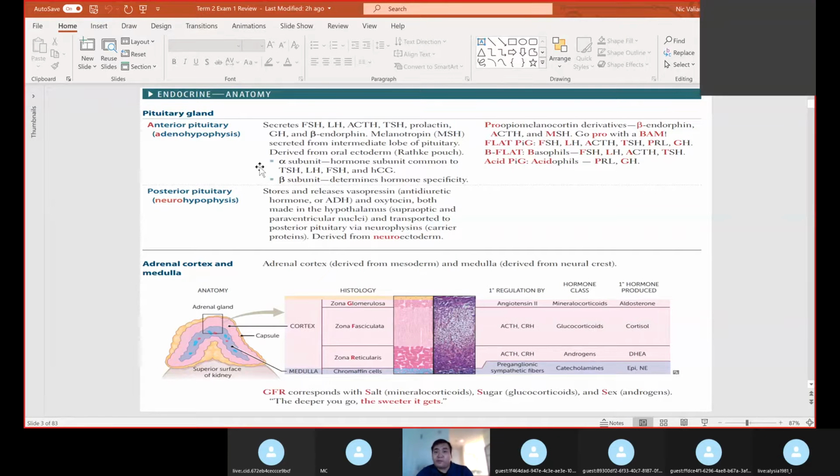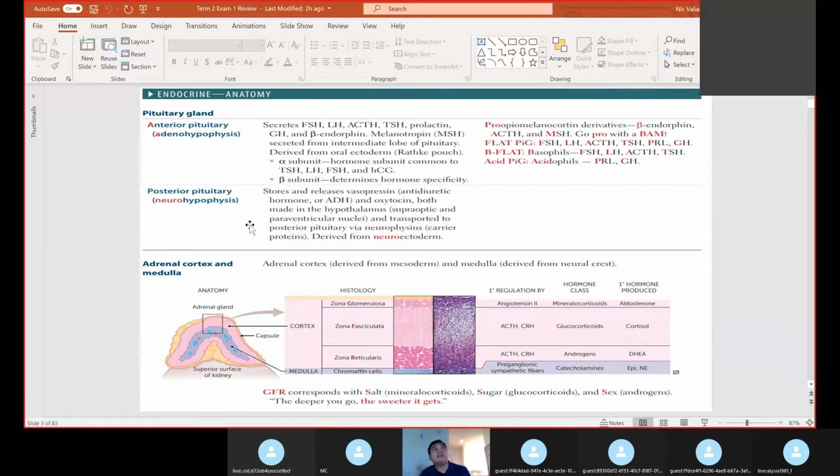Now contrast the anterior pituitary to your posterior pituitary. The posterior pituitary is from neuroectoderm. This is your neurohypophysis. It stores and releases vasopressin and oxytocin. Question, where are your vasopressin and your oxytocin made? Hypothalamus. Specifically what nuclei? Paraventricular and supraoptic. Exactly. So paraventricular and supraoptic.